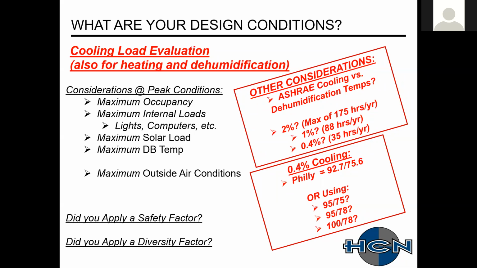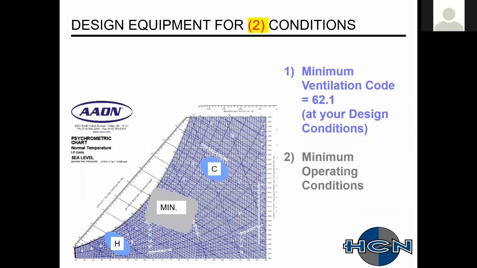And then just, as calling on consultants, everybody has different office standards, use standards, et cetera, depending on their office standards, as well as what the application is used for. All right. So you've designed equipment in the past for 2 conditions. All right. Your minimum ventilation code, you're using 62.1 along with your design conditions.